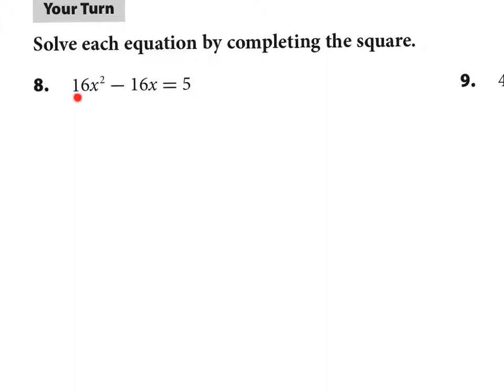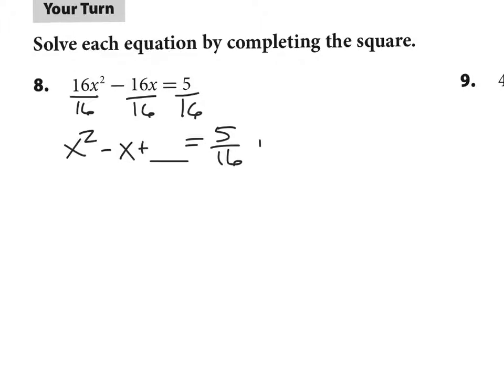So when that leading coefficient here is not a 1, by the way, you don't want to have it equal to 0, so you want your constant on the other side. But how do we get rid of that 16? Well, what we're going to do is divide everything by 16. So when we do that, we now get x squared minus x equals 5 over 16. Then I've got to do plus something, that's c. Now how do I get that?